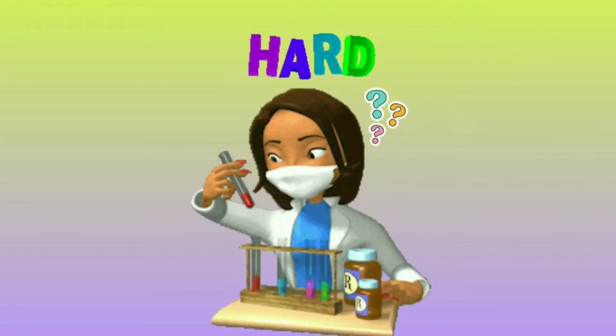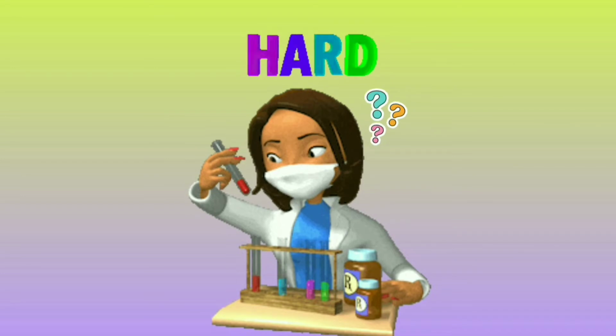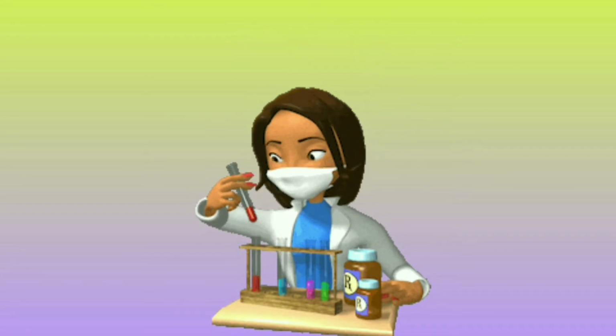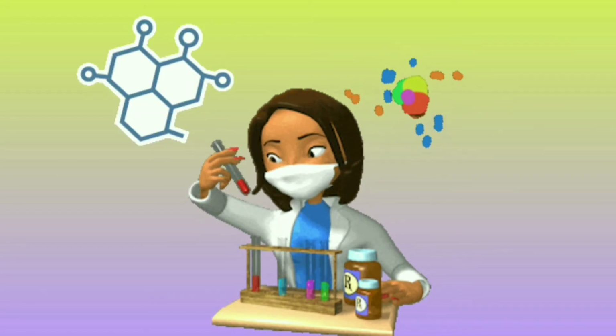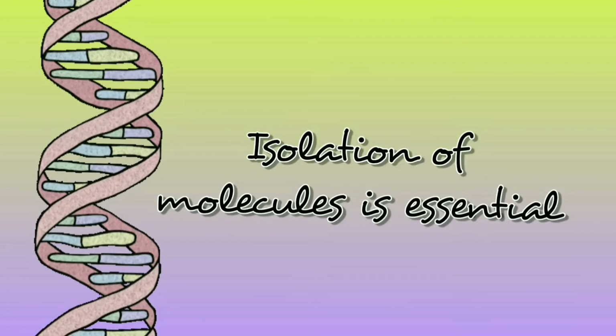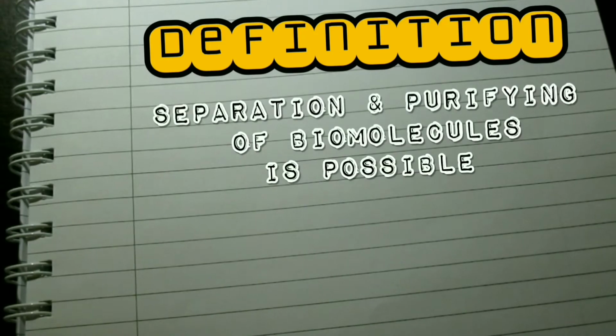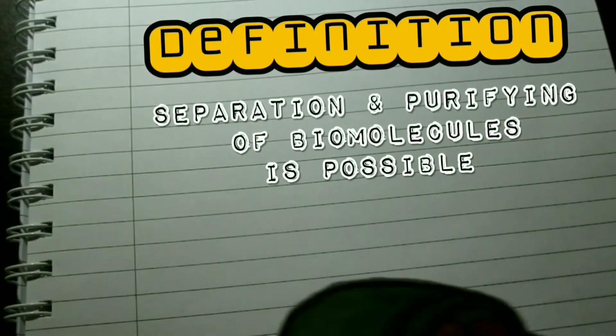For a biochemist, it becomes difficult if interacting molecules in any biological process are not well explained through their structure or characterizations. To know the molecular nature of life processes, isolation of molecules is essential. So, chromatography is one of such techniques by which separation and purification of biomolecules is possible.